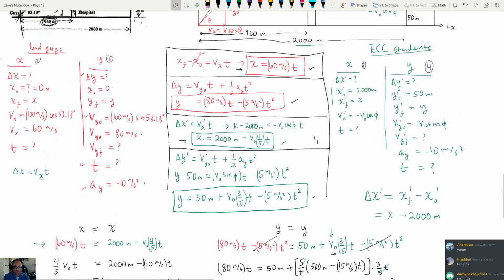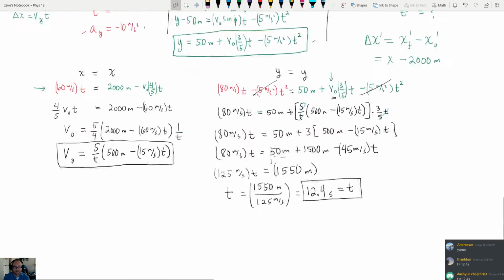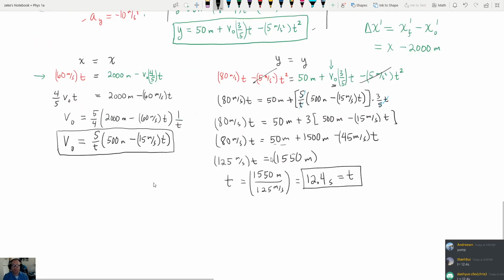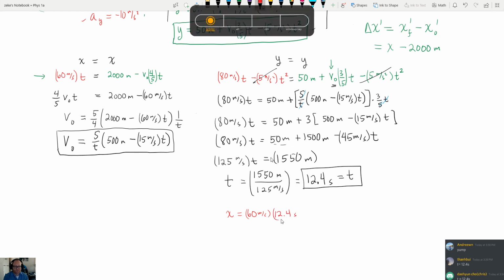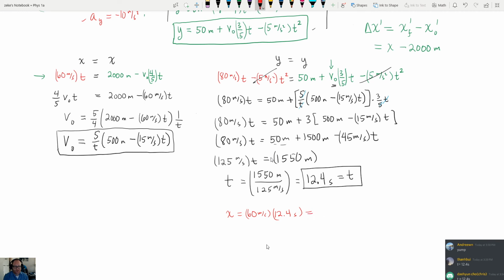Now, all we need to do then is to use these equations here. X equal to 60t will tell us what the x coordinate was. So x is equal to 60t. That was one of our original equations. So x equal to 60 times 12.4 meters, seconds. Hopefully you all calculate what that is for me.